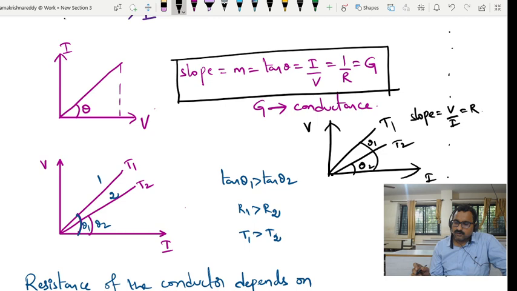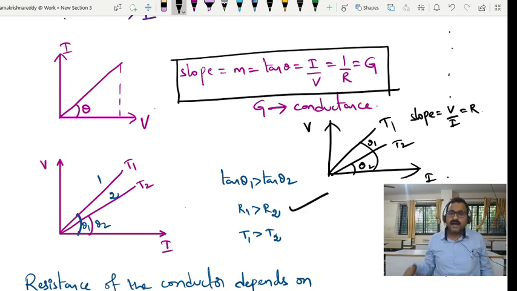But how does the resistance of the conductor vary with the temperature, like directly proportional? It is not exactly directly proportional, it varies linearly, but we are writing it in this way. As the temperature increases, resistance also increases. Now the resistance is more for the first one, which means the temperature is also related in this way: T1 is greater than T2. So the slope of the first one is greater when compared to the second one.